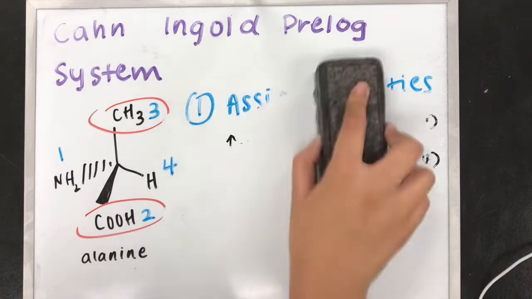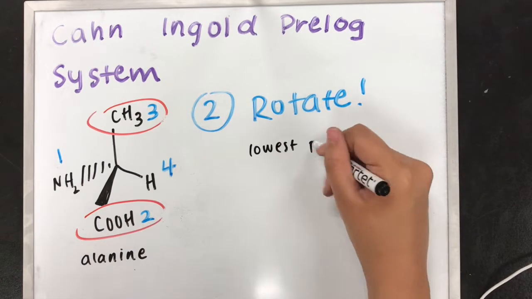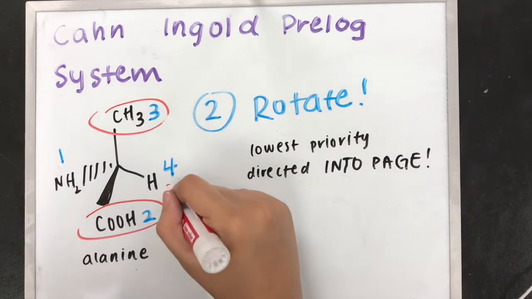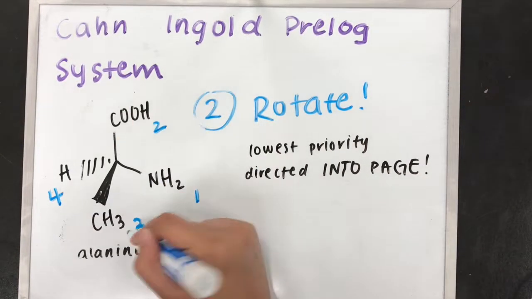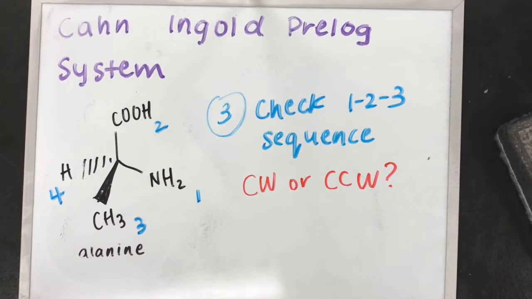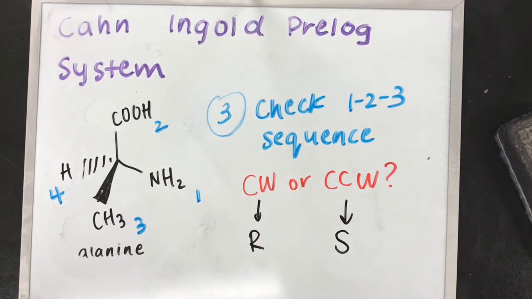Now, once you're done assigning the priorities, you will now rotate the molecule so that the lowest priority group, priority 4, is directed into the page using the dashed lines. To rotate a molecule, you will switch the lowest priority group with the group that is on the dashed line and then switch the other 2 groups. Then, you will see if the 1, 2, 3 priority sequence is counterclockwise or clockwise in the molecule. If it's counterclockwise, then the structure is deemed S from sinister, and if it is clockwise, then the structure is deemed R from rectus to describe the configuration.